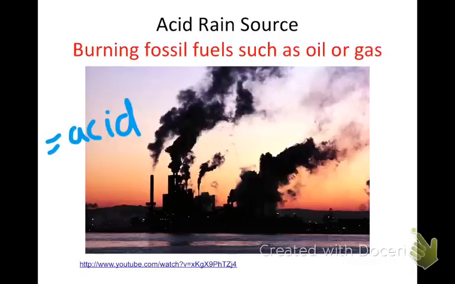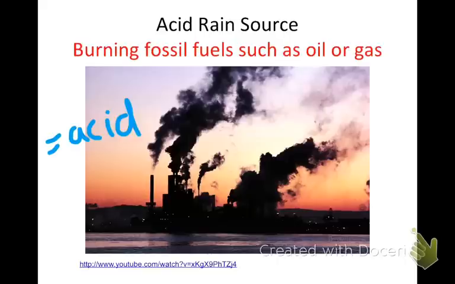So acid rain is water falling in either solid, liquid, or gas form. And it usually has a pH of less than 5.6, which is incredibly acidic. It's acidic enough that it can disintegrate marble statues. We'll watch a short video on it tomorrow. It can destroy buildings. It'll kill plants. It'll corrode your house, your car.